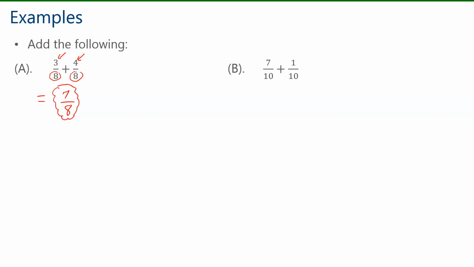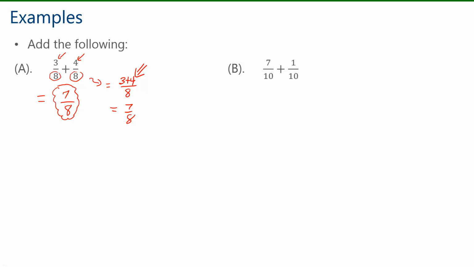I'm going to point out here, if you wanted to, you could insert a second step. So we copy down the common denominator. You could show that you're adding 3 plus 4 up top, but it's not necessary. I'll leave it up to you. If you wish to do this step in your head, that's perfectly okay.